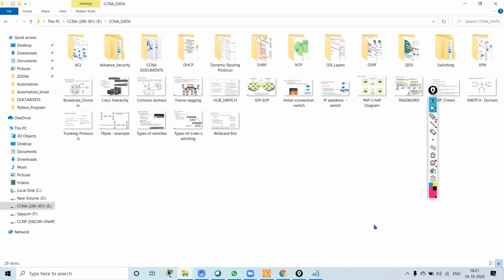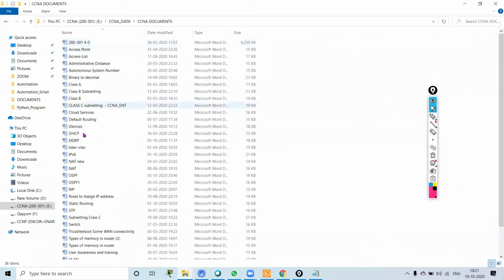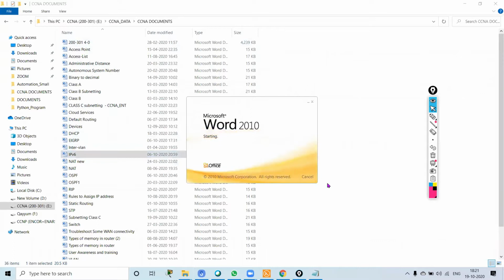Okay, so to begin with IP version 6, I have some document created of IP version 6.